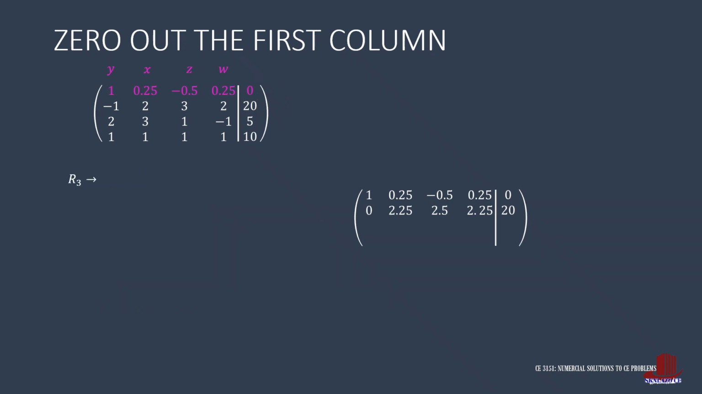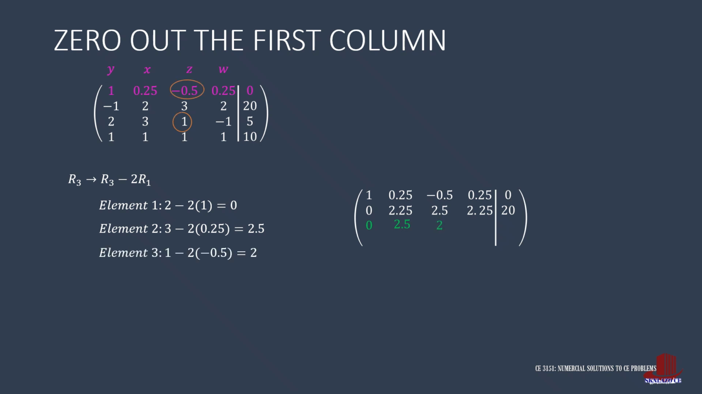For the third row, zero out 2 using the operation R3 less twice of R1. The updated third row starts with 2 minus twice of 1, which makes the first element 0. This is followed by 3 less twice of 0.25, giving 2.5, then 1 minus twice of negative 0.5, giving 2. Then negative 1 less twice of 0.25, resulting to negative 1.5. The last element is 5 minus twice of 0, also yielding 5.